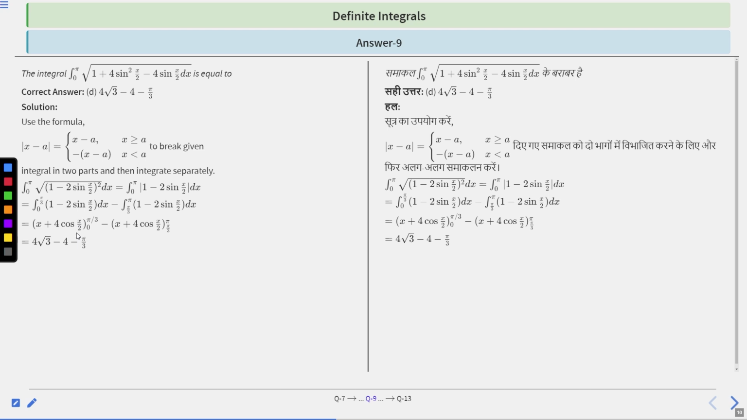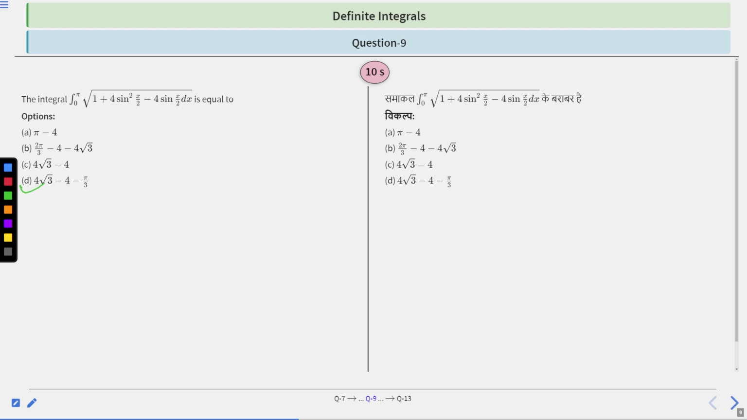After simplification you will get [x plus 4 cos(x/2)] from 0 to pi by 3 minus [x plus 4 cos(x/2)] from pi by 3 to pi, right? So after solving you will get 4 root 3 minus 4 minus pi by 3, clear? So option D is the right choice, I think. Option D is the right choice: 4 root 3 minus 4 minus pi by 3. Got it?